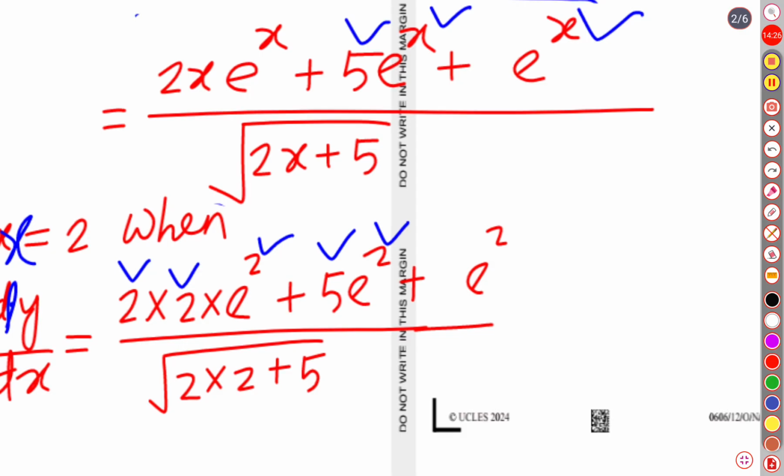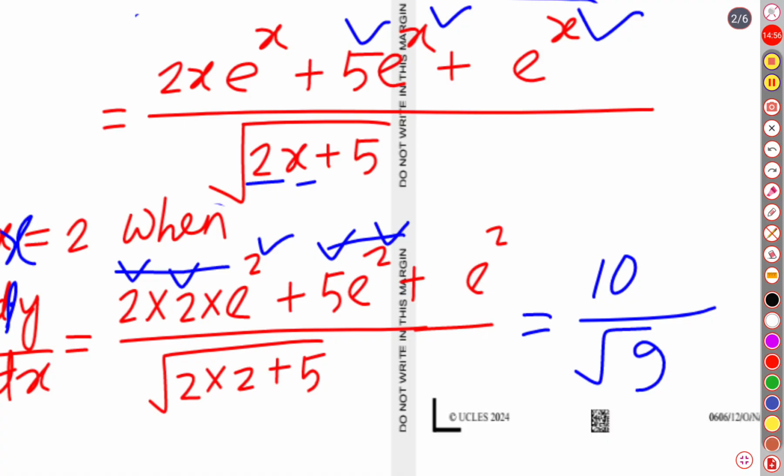Let me show you the later part. It is going to be 2 2s are 4 e squared plus 5 e squared, that means 4 plus 5, 9 e squared, and then e squared, that is 10 e squared. What about the denominator? 2 into x means 2, so 2 2s are 4, 4 plus 5, 9, so the denominator is going to be the square root of 9. And the square root of 9 is actually 3, so it is going to be 10e squared over 3.